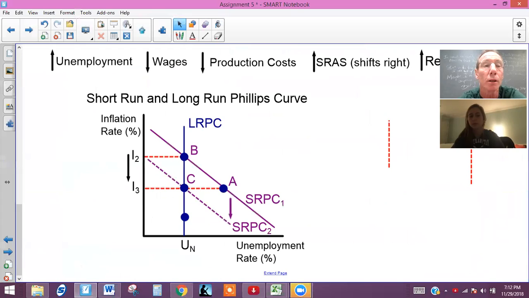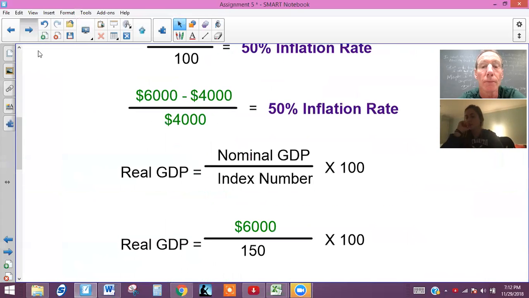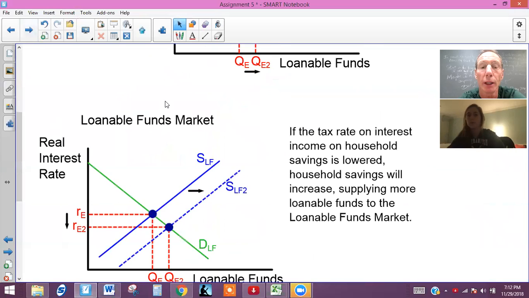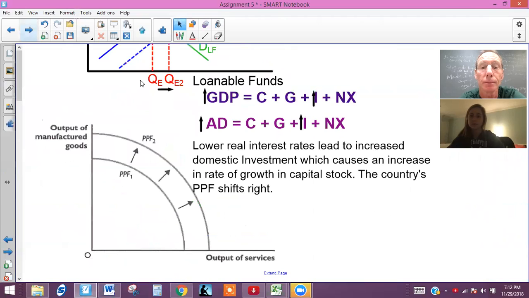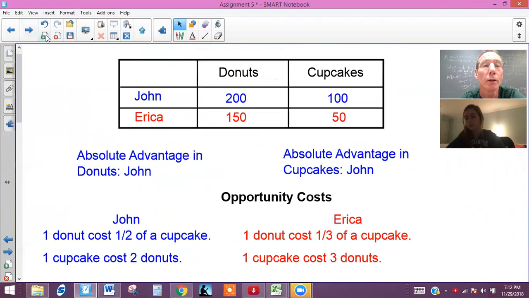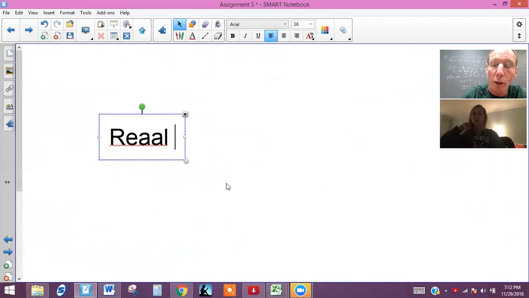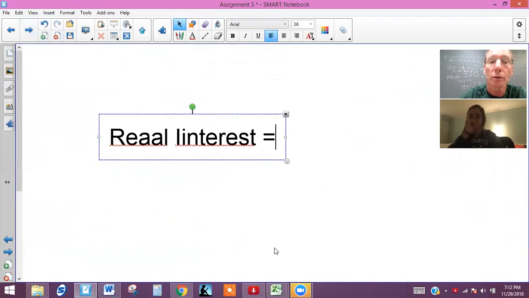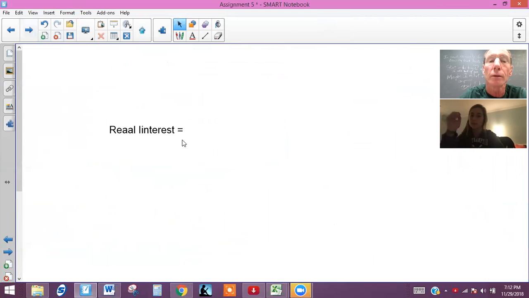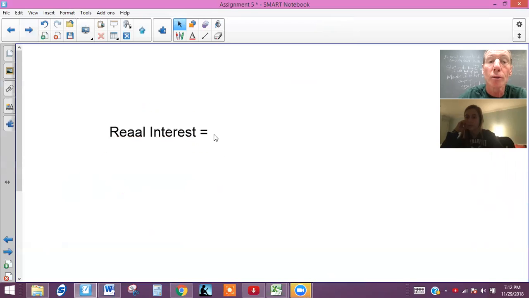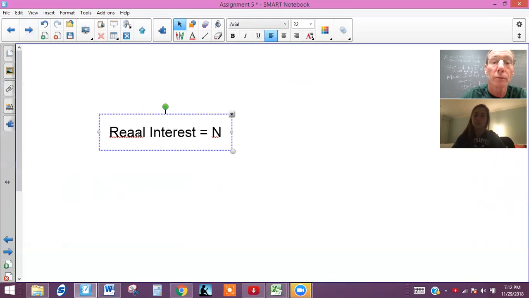So if you think about the formula, let's just say the real interest rate equals the nominal interest rate minus the inflation rate.